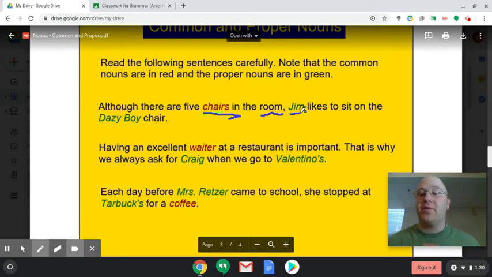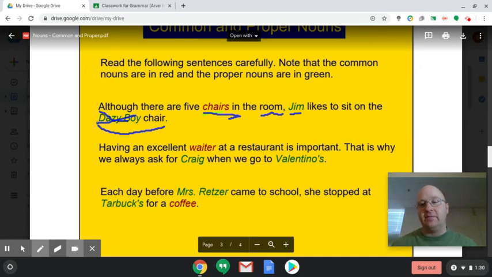Then we have Lazy Boy chair. So a Lazy Boy chair is a proper noun because it's talking about a specific chair. Now, if we were to get rid of the Lazy Boy part, then it would just be chair. That would be a common noun. So it's just any old chair.